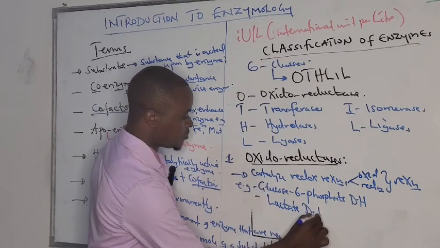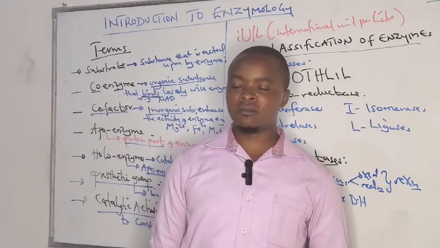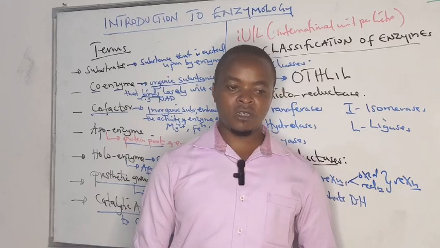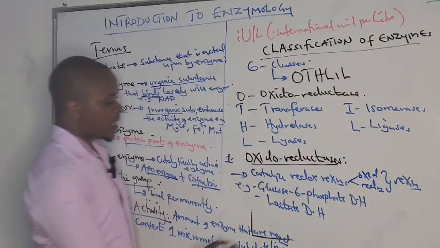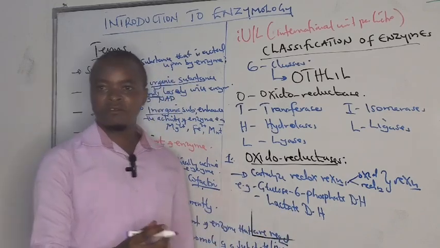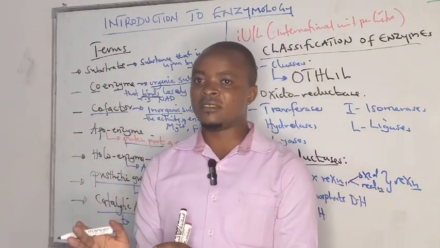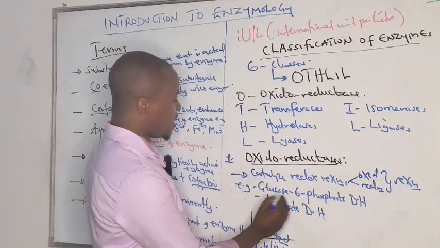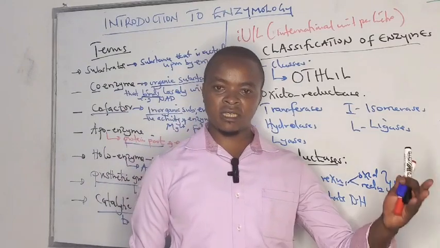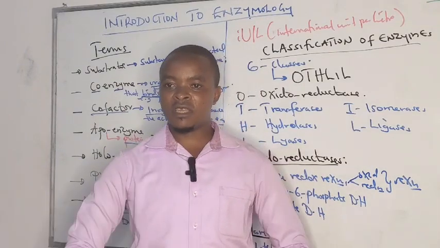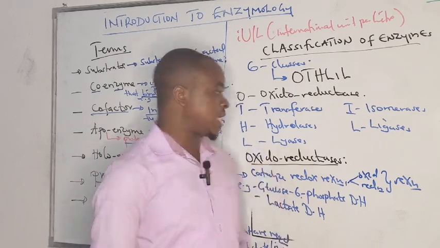Lactate dehydrogenase. And these enzymes act in the presence of the coenzyme known as NAD, the nicotinamide adenine dinucleotide. Lactate dehydrogenase catalyzes the interconversion of pyruvate and lactic acid, and glucose 6-phosphate dehydrogenase catalyzes the reaction of the pentose monophosphate pathway. So these are the 2 examples.